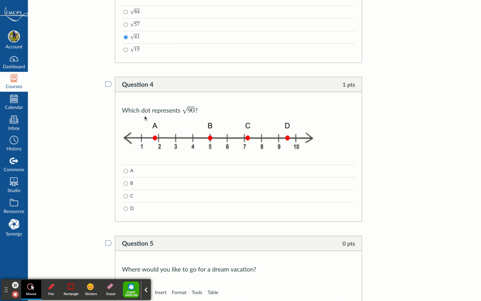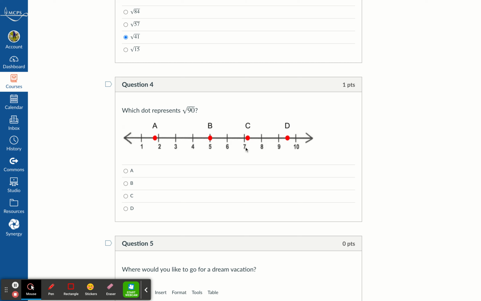And then last it says, which dot represents the square root of 90? Well, here this is in between 1 and 2. So that would be some number between the square root of 1 and the square root of 4, because 2 squared is 4. This number is right on top of the 5, and I know 5 times 5 is 25, so this would be the square root of 25.